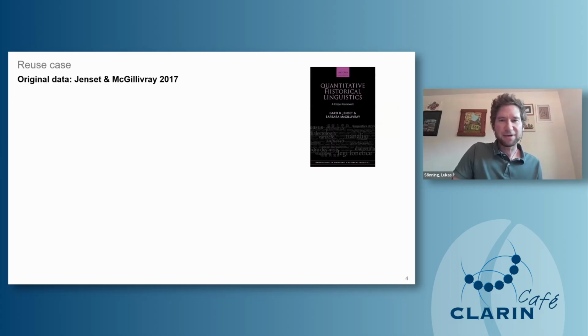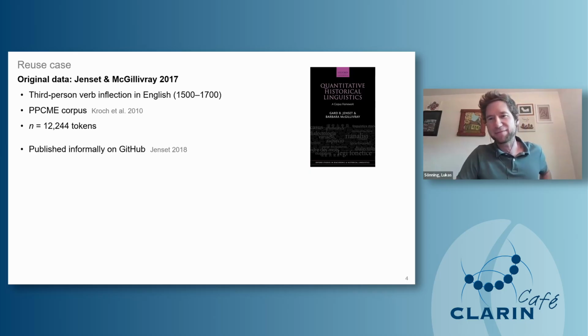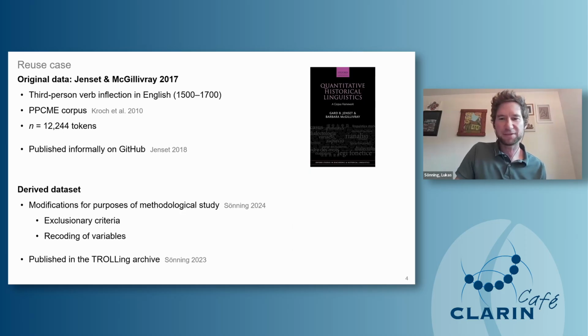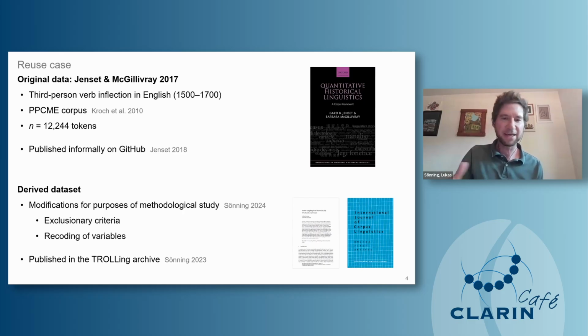The reuse case I'll focus on today involves a data set that accompanied this monograph by Gard Jenset and Barbara McGillivray from 2017. And this was concerned with third-person verb inflection in early modern English. And it included just over 12,000 tokens, a nice size for this kind of setting where you want to downsample. The data were published informally on GitHub. And for the purposes of my study, I applied a few quite substantial modifications to this original set of data.